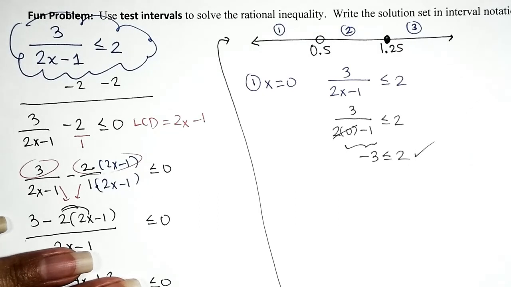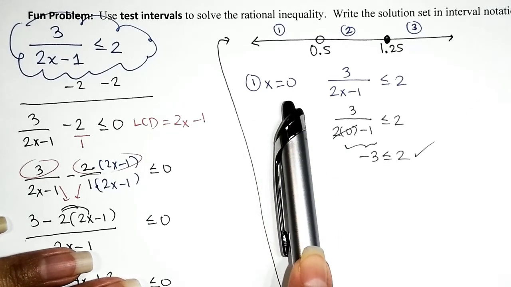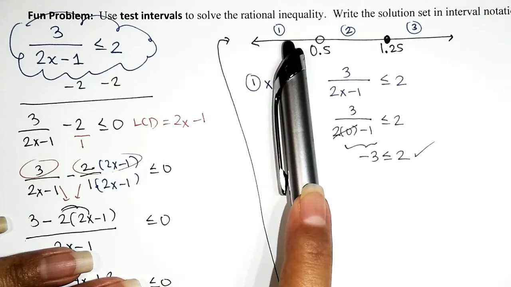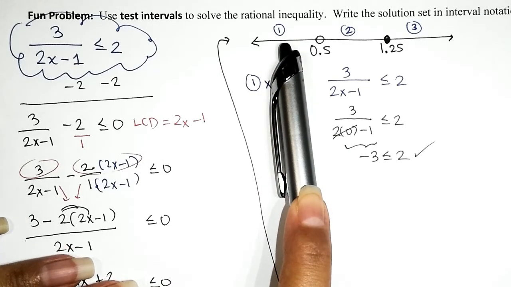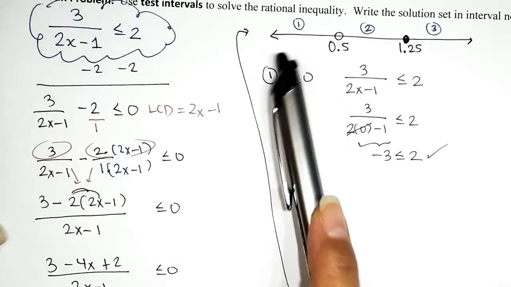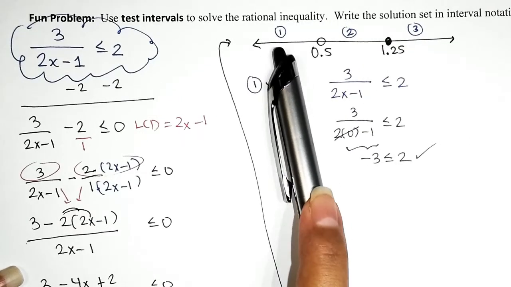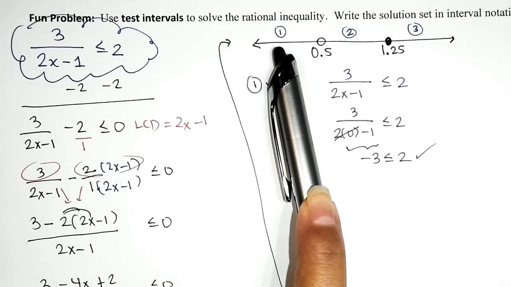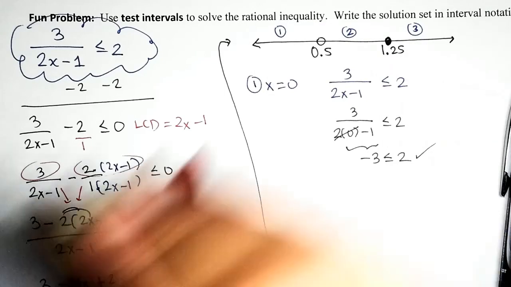So check it out. Because our test value is a solution, that means that every other real number in this interval is also a solution. I'm not sure if I made sense. Our test value checked out. Our test value is a solution. That means that all the other numbers in this interval are also going to be solutions. So let's go ahead and graph them.